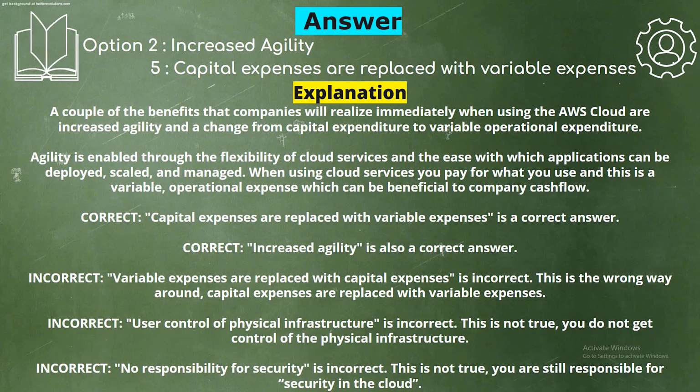Incorrect. User control of physical infrastructure is incorrect. This is not true. You do not get control of the physical infrastructure. Incorrect. No responsibility for security is incorrect. This is not true. You are still responsible for security in the cloud.